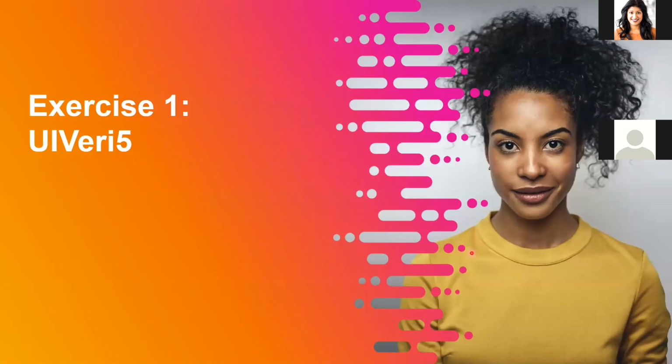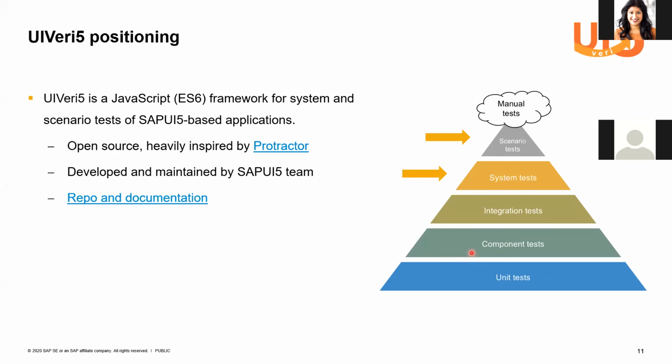So now that we have covered the basics of test automation, let us talk about the testing framework that is the highlight of this workshop, which is known as Ui5. So what is Ui5? Basically, it's a system and scenario testing framework for Ui5 based applications. Using Selenium WebDriver, we are able to automate a real browser and interact with the application as a real user would do.